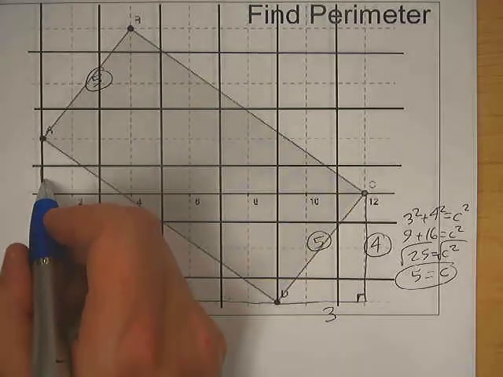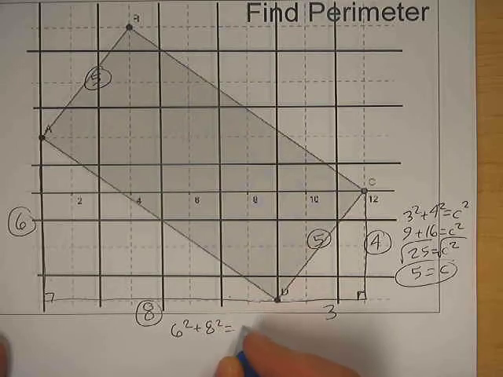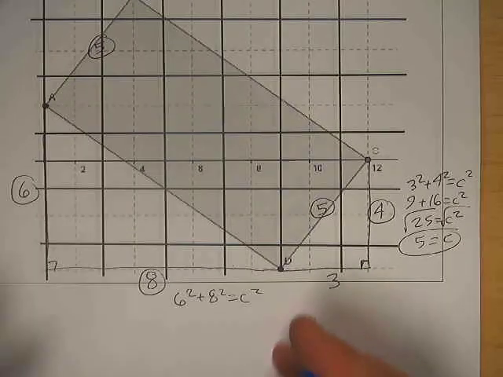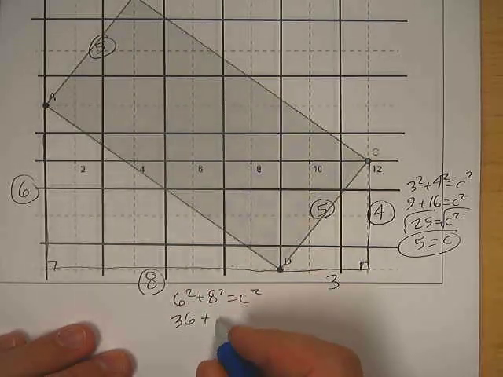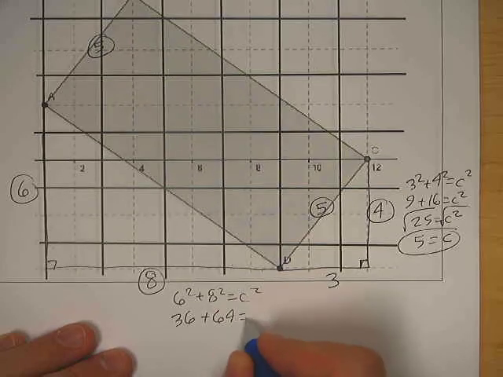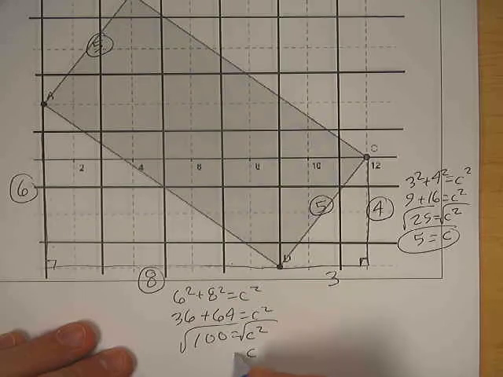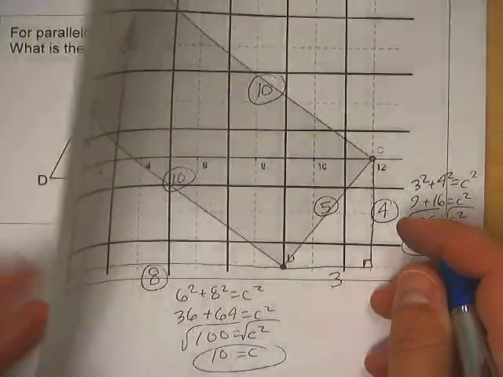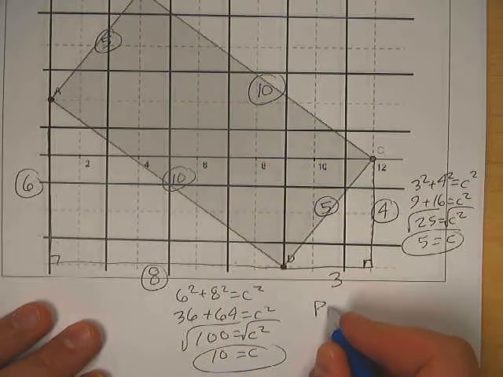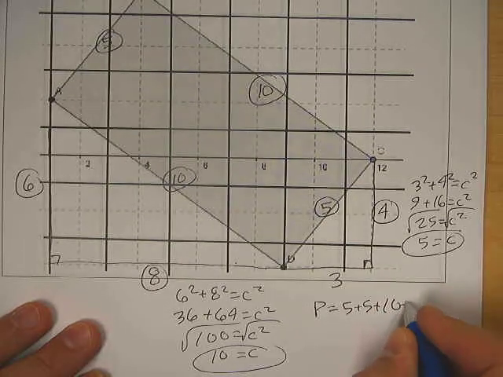Do the same thing with this side. Make a right triangle. This is 1, 2, 3, 4, 5, 6, 7, 8. This is 1, 2, 3, 4, 5, 6. So use 6 squared plus 8 squared equals c squared. When I do that, 6 squared is 36. 8 squared is 64. You get 100 equals c squared. Don't forget to take the square root, so c equals 10. So this side is 10. This side must also be 10.